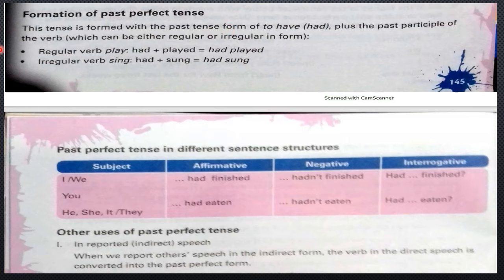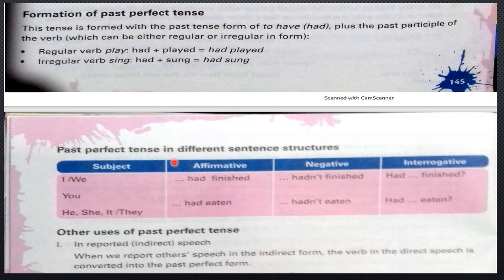Formation of past perfect tense. This tense is formed with the past tense form of to have, had, plus the past participle of the verb, which can be either regular or irregular in form. So regular verb play, had plus played, had played. Irregular verb sing, had sung. This is the way we form that past perfect tense. Had must be there, after that past participle form should be there.